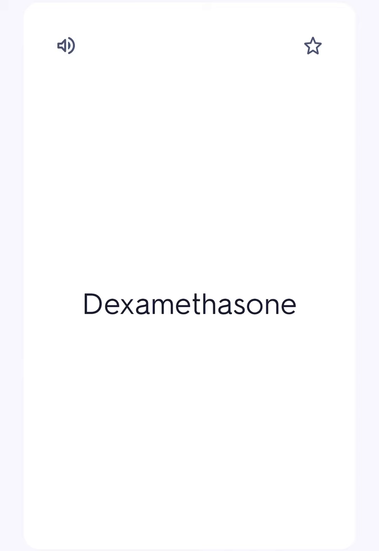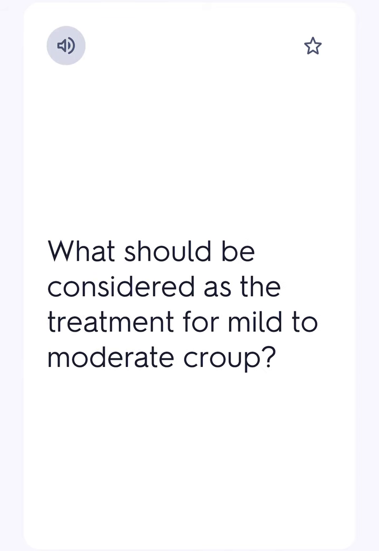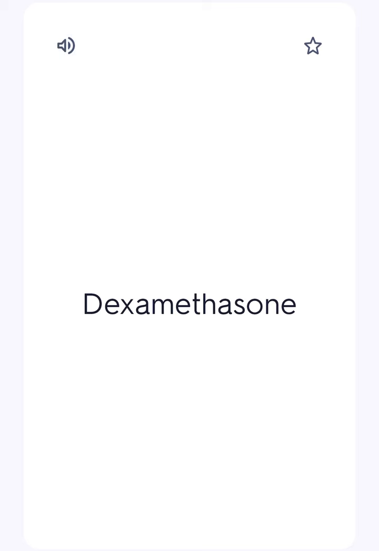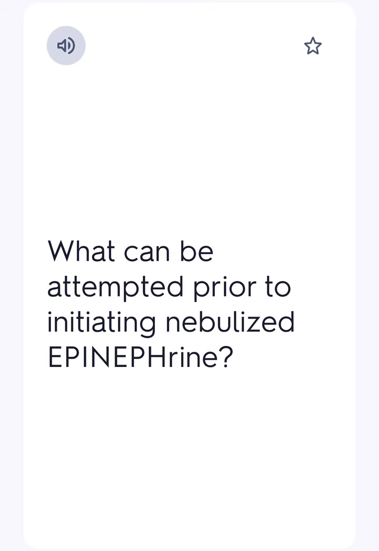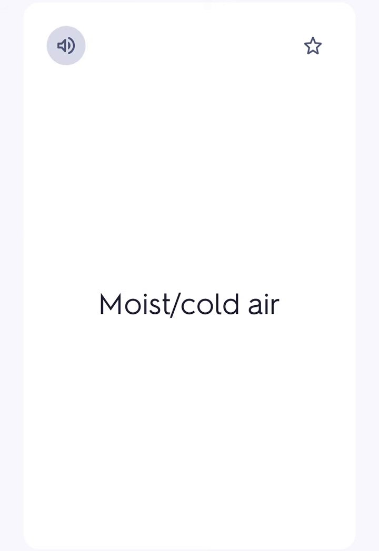Dexamethasone. What should be considered as a treatment for mild to moderate croup? Dexamethasone. What can be attempted prior to initiating nebulized epinephrine? Moist/cold air.